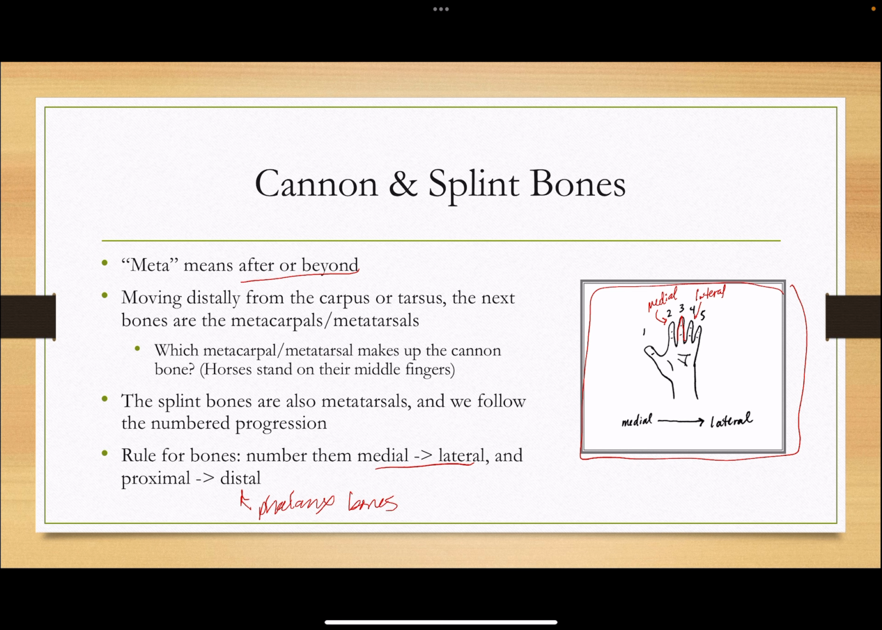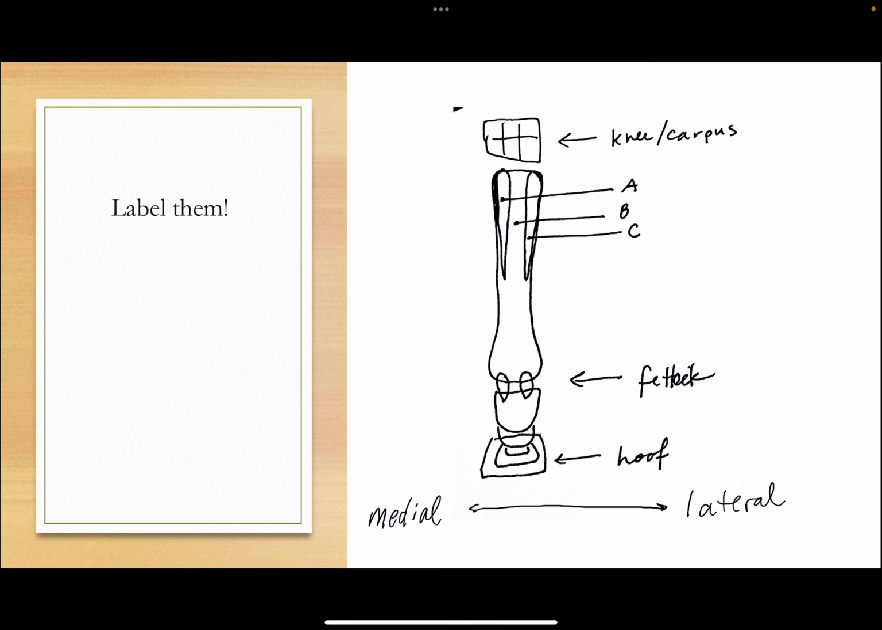Sweet. So in this diagram, which is which? I've got the medial and lateral sides labeled at the bottom. A is going to be your medial side, so that'll be your second metacarpal, or M2. B is your cannon bone, so we all know that that is M3. And C is on the lateral side, so that'll be M4. Wonderful. Easy. Cool.